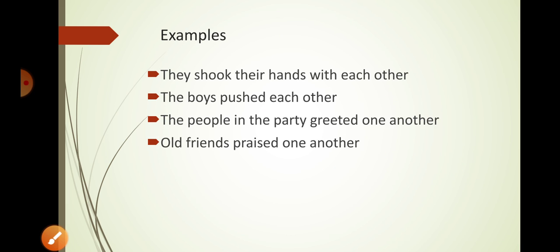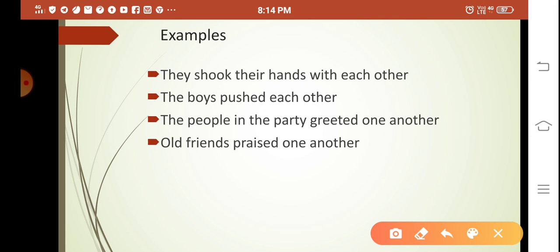We'll see the examples. They shook their hands with each other. At the party or at any place, they shook their hands with each other. You can say friends here, or anything which involves two persons only. The boys pushed each other. It means two boys were fighting and they pushed each other.